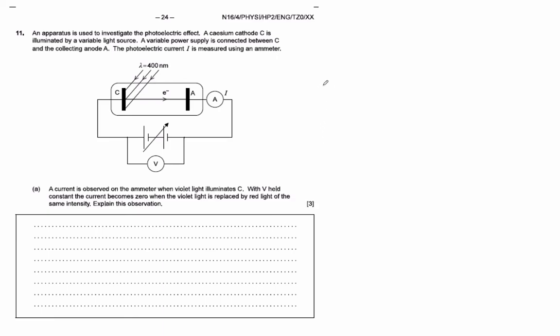An apparatus is used to investigate the photoelectric effect. A cesium cathode C is illuminated by a variable light source. A variable power supply is connected between C, the cathode, and the collecting anode A. The photoelectric current is measured using an ammeter.